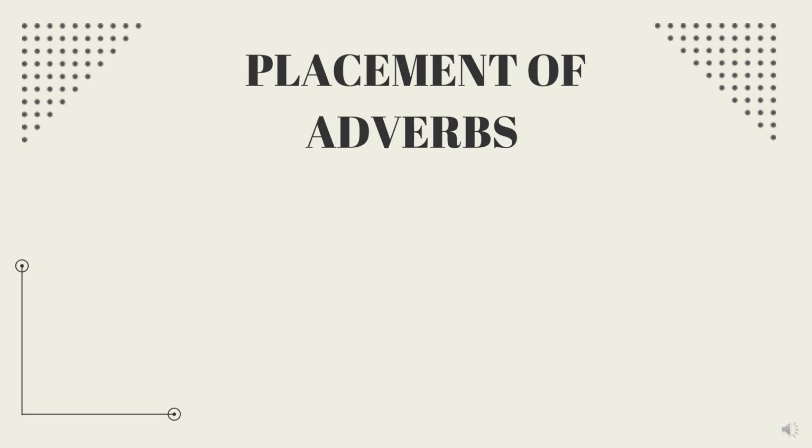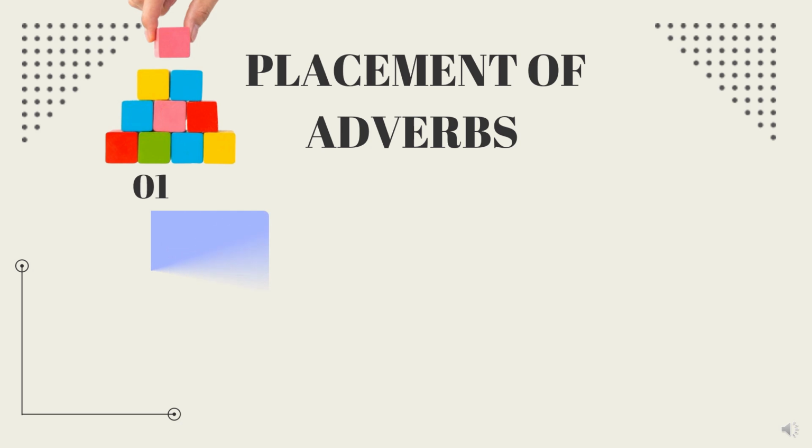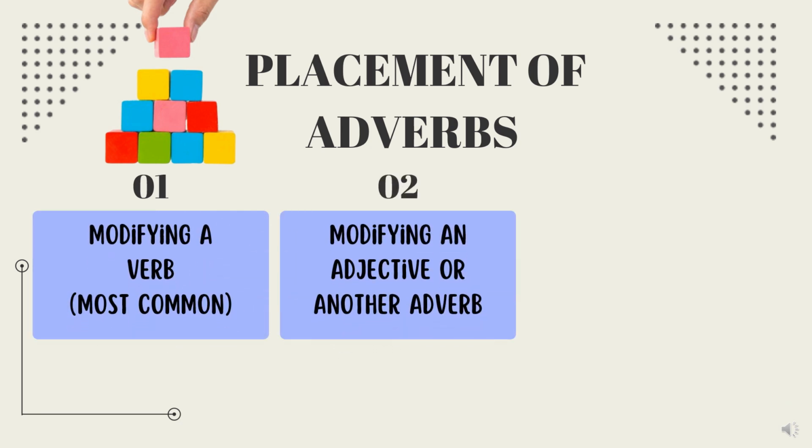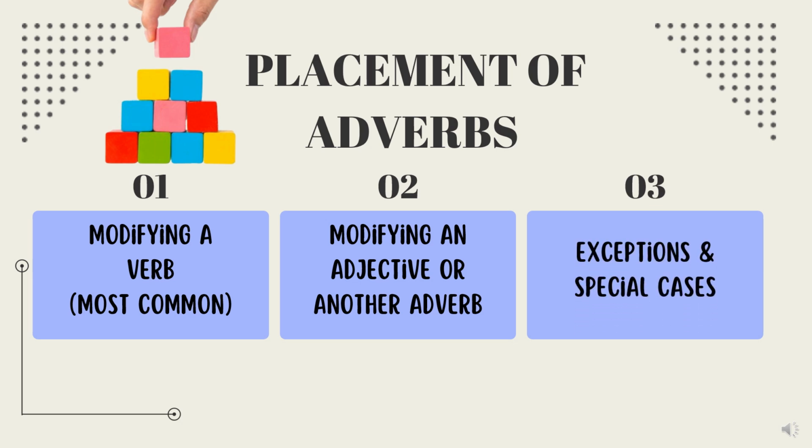The placement can change the rhythm of your sentence and sometimes even its meaning. Next, we will learn about the placement of adverbs. We'll explore the three main rules, the most common use, modifying a verb, how they can also modify an adjective or another adverb, and finally, the exceptions and special cases that make English so interesting. Let's place these words correctly.